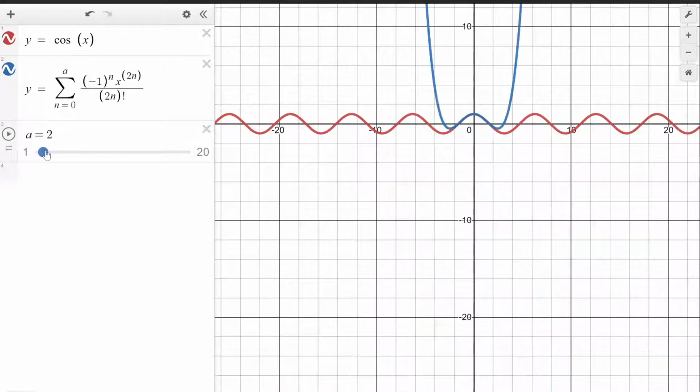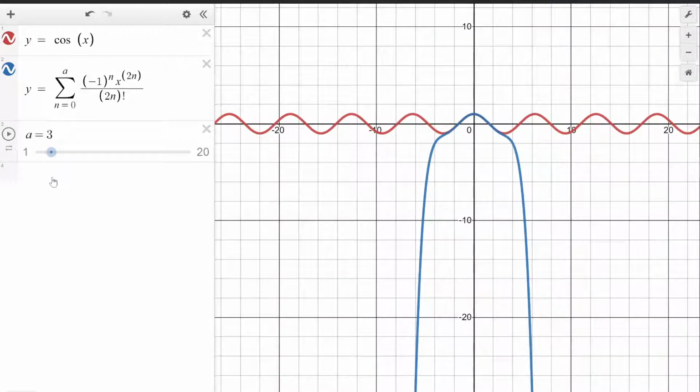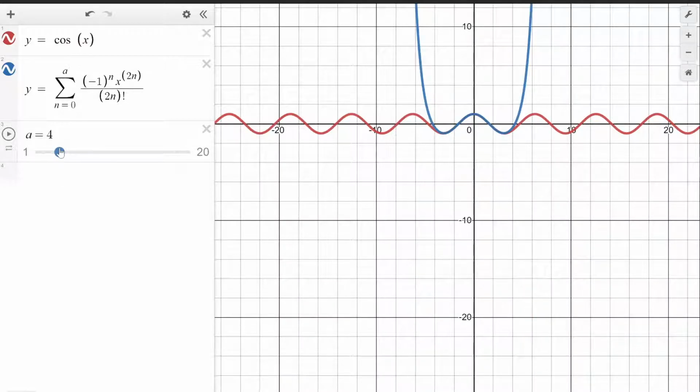Now as I move a along, notice what happens. All of a sudden now it turns to an x to the 4th power, because remember, x to the 2n would give me x to the 4th power. I'd have a 4th degree polynomial. And notice that it lines up a little bit more with cosine. And as I keep adding terms, so a equals 3, this means that I'm now up to n equals 3, which would give me an x to the 6th power. And then I add another term. This means I'm adding on a term of x to the 8th.